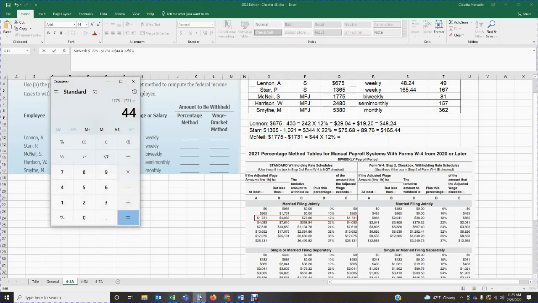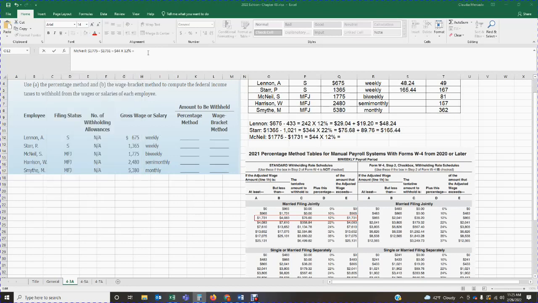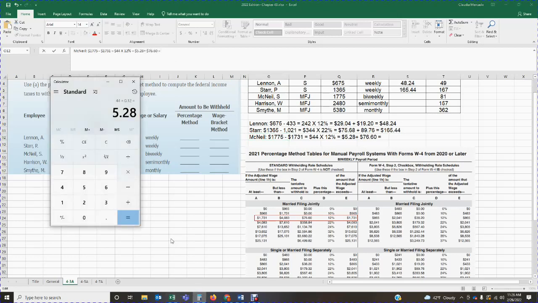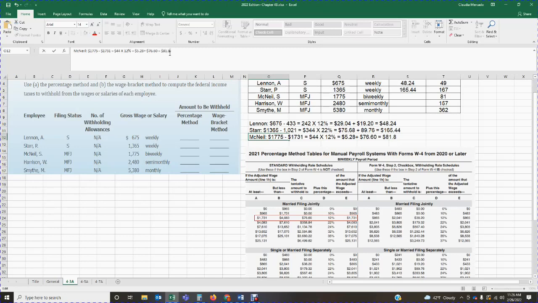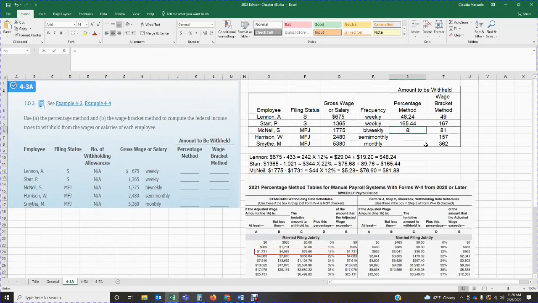And let's see what we get. So 44 times 12%. That gives me $5.28. And then we're going to add that number in that letter C column, which is $76.60. Let's see what that gives us. We're going to add $76.60. That gives me $81.88. That is the amount of withholding for my federal income tax using the percentage method. So we've got $81.88. And if we compare it to our wage bracket, it's $81, very close.